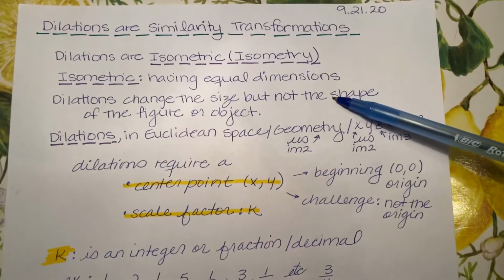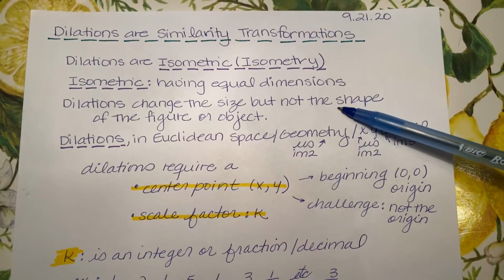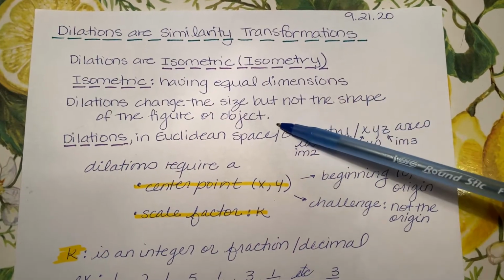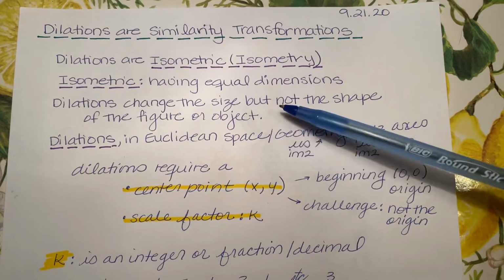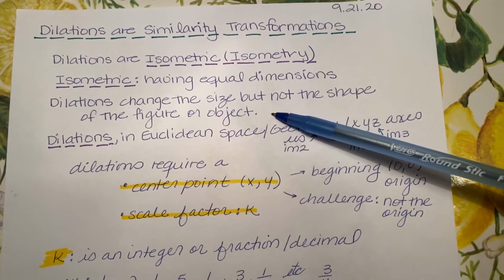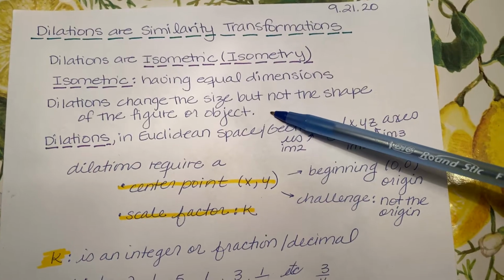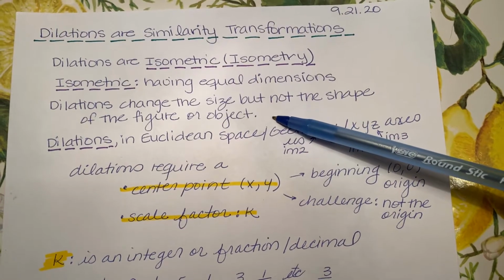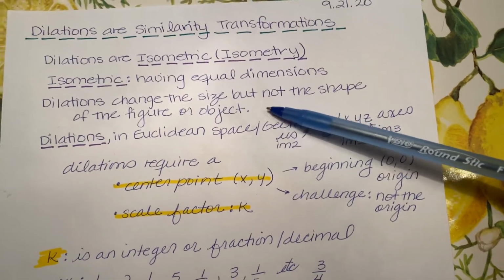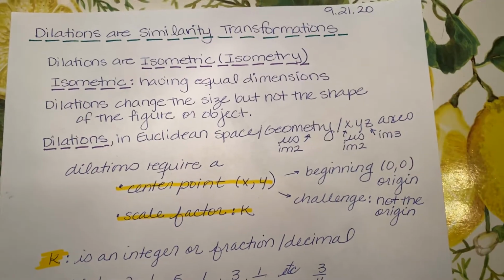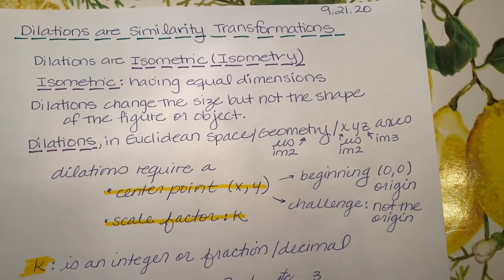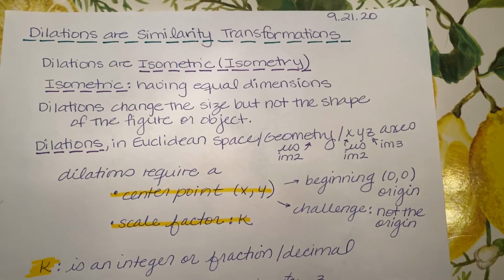Dilations change the size, but not the shape of the figure or the object. You know, dilations, it's like Puss in Boots, where the eyes dilate, cats, they dilate, or human eyeballs, well, actually all eyeballs, they dilate, right? Human eyeballs, they dilate when we're in the dark or we're in the sun.